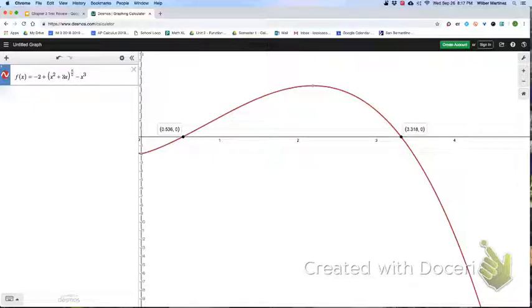Now, here at 0.536, notice that the values are going from below the x-axis to above the x-axis. That's from negative values to positive values, which means it's going from left to right. And then for 3.318, it's going from above the x-axis, those are positive values, to below the x-axis, those are negative values, which means it's going from right to left.